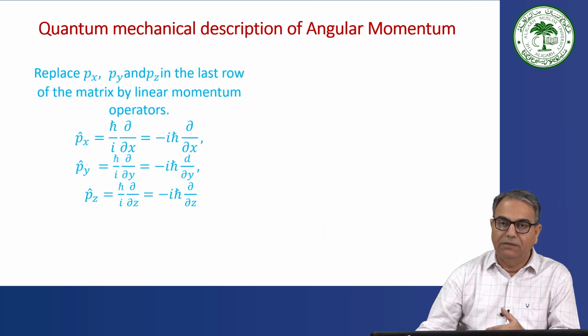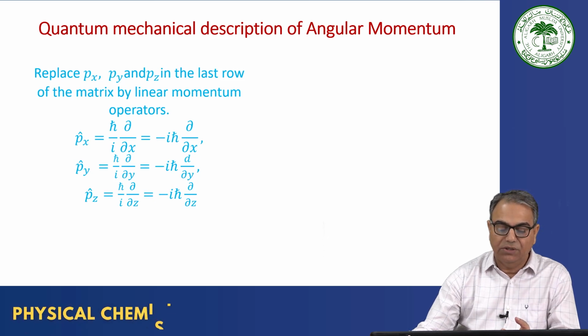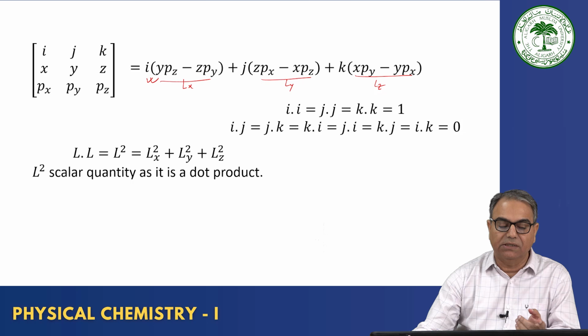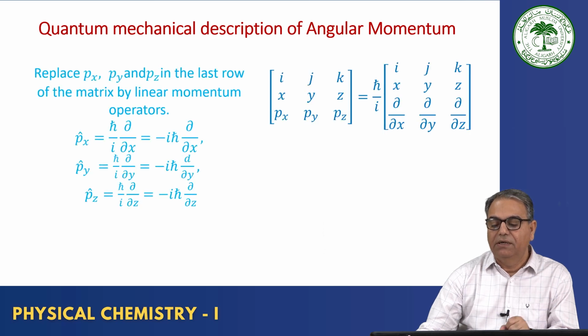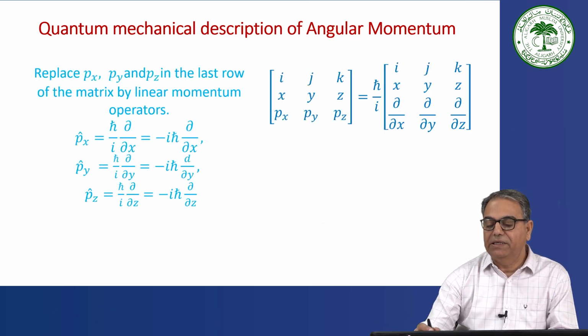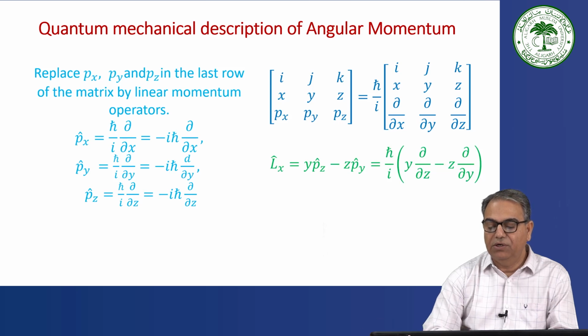Now see, in the earlier equations, what you have written in the matrix, you are writing Px, Py and Pz. Okay. Now we are going to replace these by operators, or linear momentum operators, in the last row. If you replace it, then what do you get? h cross by i is everywhere, so del by del x, del by del y, del by del z you get. And if you get this way, then you can write Lx is equal to what?